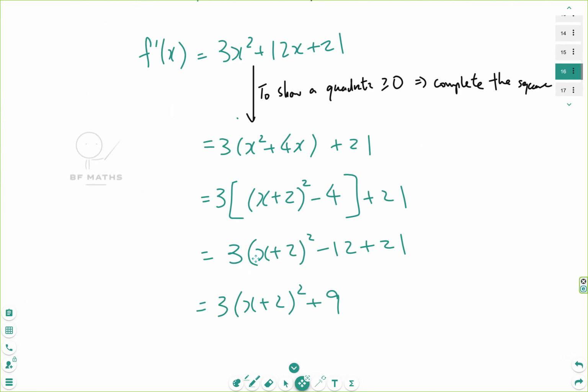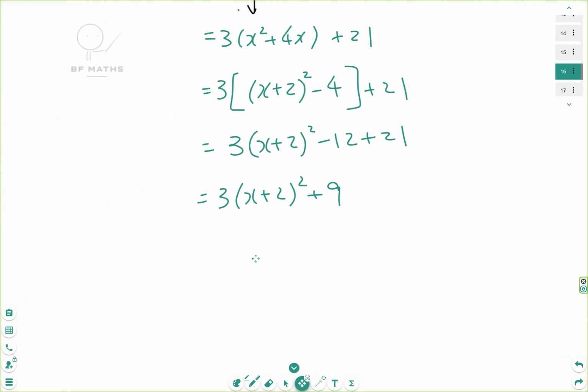That's the first part done where you complete the square. The second part is where you have to explain it in words. Because 3(x plus 2) squared will be greater or equal to 0. Now this is a mathematical fact: if you have anything squared, the number will be at least 0 or positive. If you square any number, the smallest you can ever get is 0. You can get 0, 1, 2, 3, and so on, anything bigger than or equal to 0.